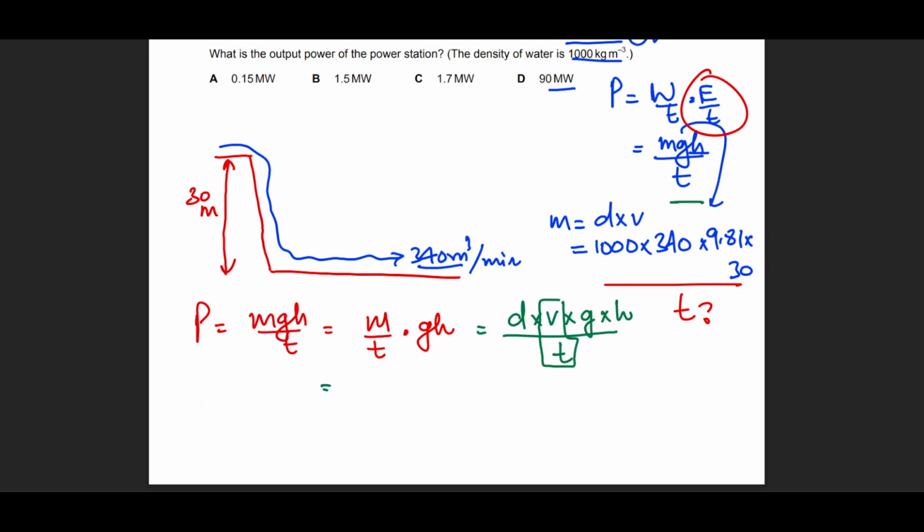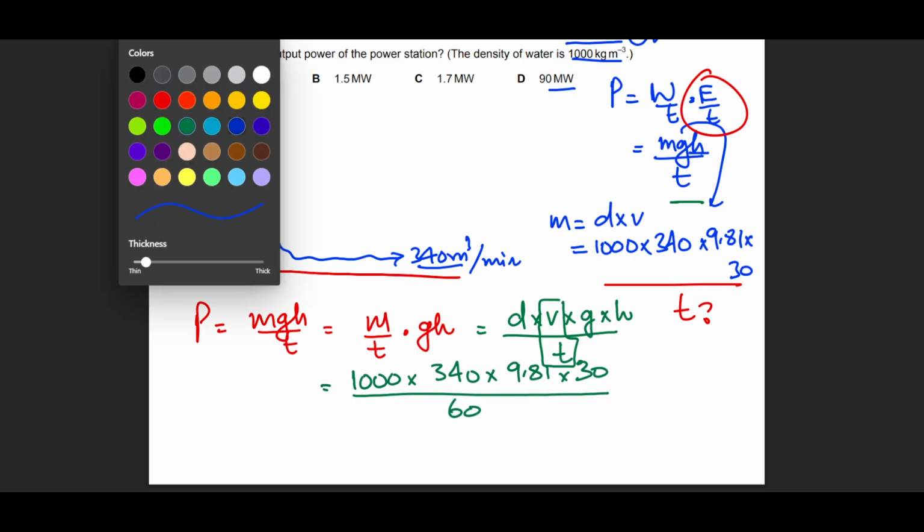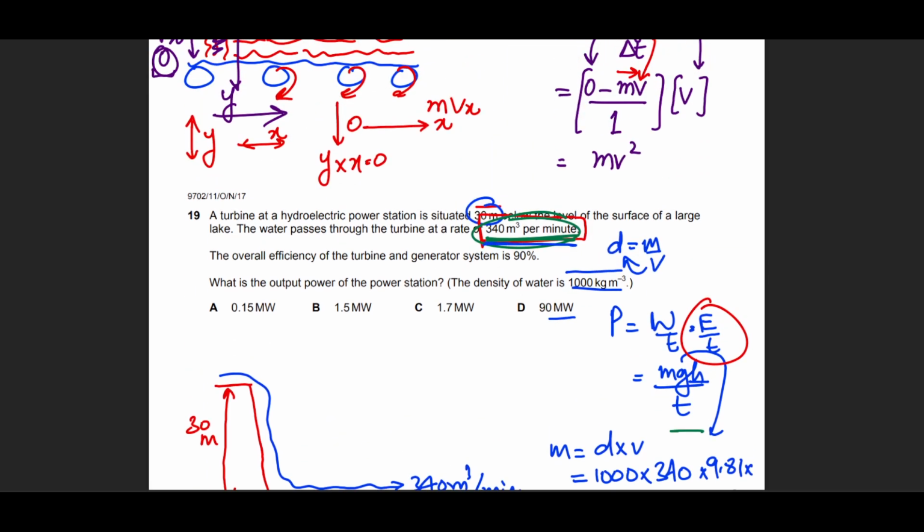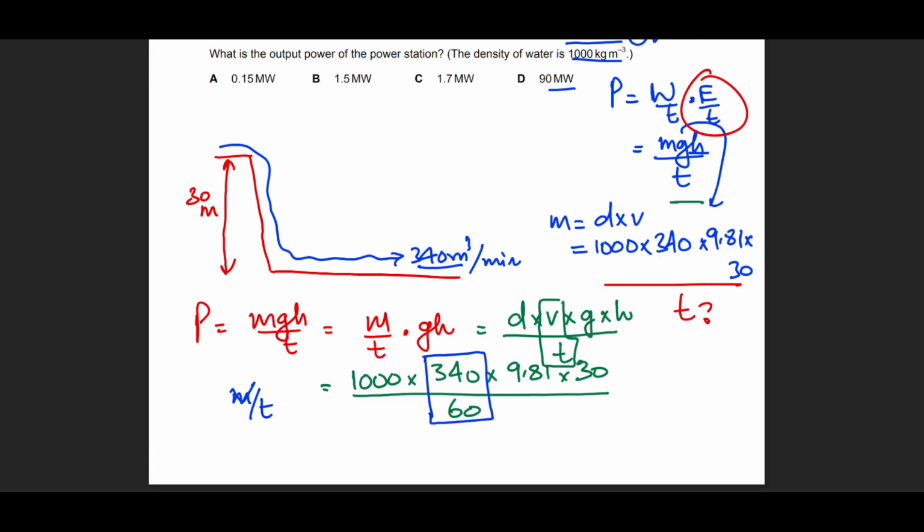So let's put in the values. What we get is 1000 multiplied by the volume, 340, multiplied by g, 9.81, multiplied by height, 30 meters, divided by 60 seconds, because this was given as per minute. And you can see over here that this is actually mass per unit time. Sorry, volume per unit time, which is given to you as meter cube per minute. So you just have to adjust the values looking at the formula properly and correctly.